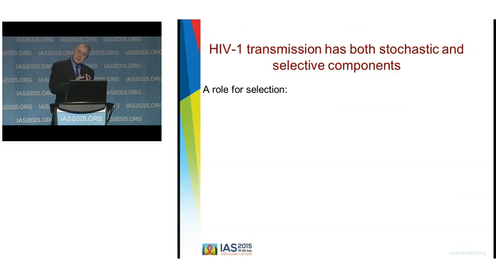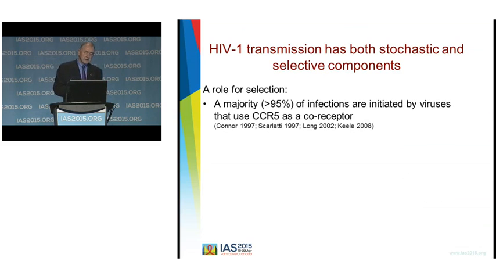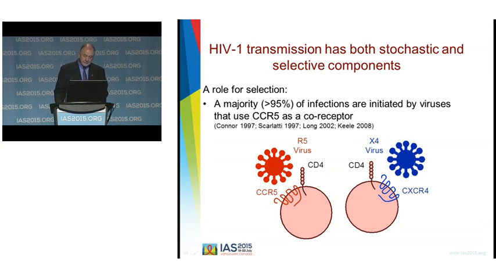I've mentioned the chance aspects of transmission, but there's also clearly a role for selection. We've known for many years that a majority of infections are initiated by viruses that use the CCR5 co-receptor. This molecule, in concert with CD4, allows changes in the viral surface glycoproteins, these structures on the surface of the virus, to allow the virus to fuse into cells. There's a second receptor, CXCR4, that late in infection in subtype B in particular, the virus can switch to, but in transmission, this virus is the one that's selected.